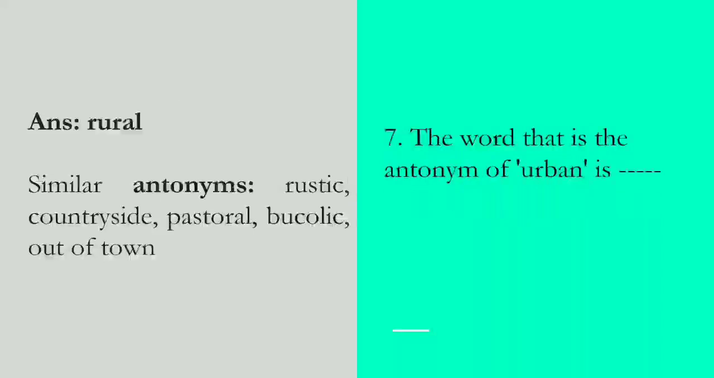Now coming to the 7th question, the word that is the antonym of urban is dash. And actually the answer is there in your passage itself, in the second passage, in the 4th line in the textbook. You can see "he established a rural economic program as a research project and visited the poorest households in a village near Chittagong." So the word rural is there. The word that is the antonym of urban is rural.